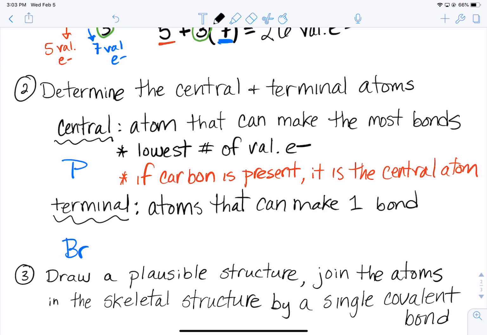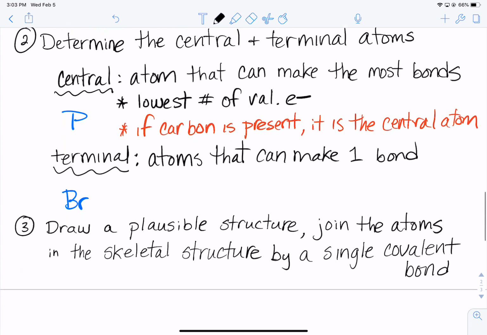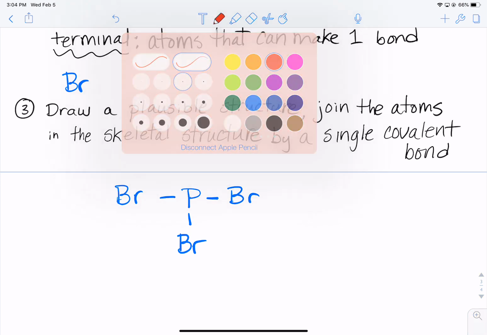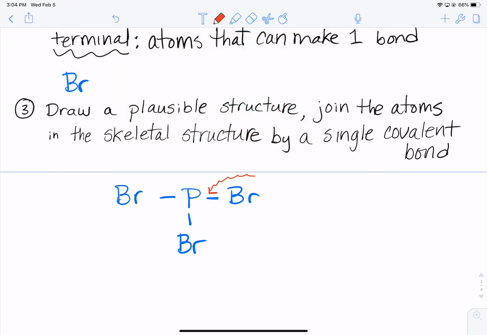In this case, for our plausible structure, we're going to draw the skeletal structure, what it could be. We're going to flesh it out in a little bit. So for our plausible structure, we've got phosphorus as our central atom. We're going to put our 3 bromines and connect them with a single bond. So I'm going to write this right here: this is a single covalent bond.